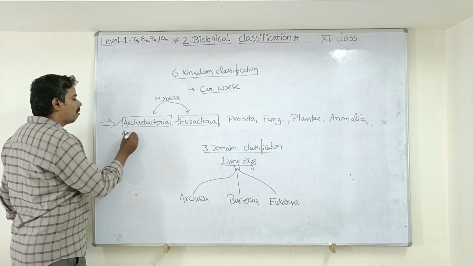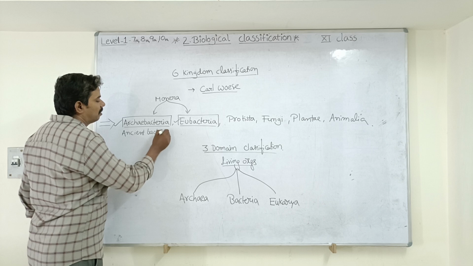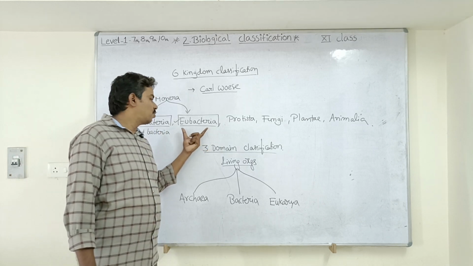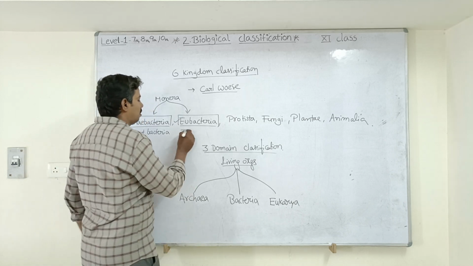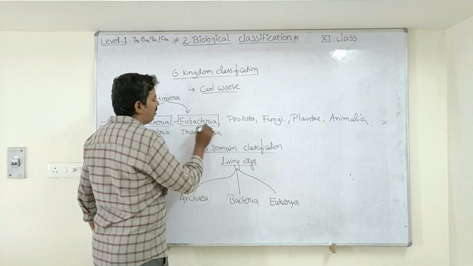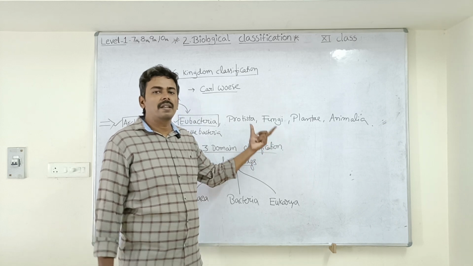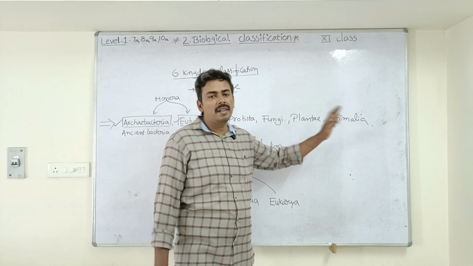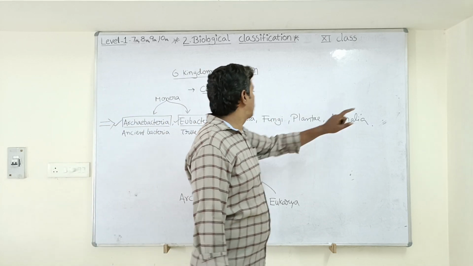What are these two kingdoms? Archaebacteria included all the ancient bacteria, whereas the modern bacteria, the true bacteria, were included in the kingdom called Eubacteria. Next, the remaining kingdoms were as they are. There were no changes: Protista, Fungi, Plantae, Animalia. Total how many kingdoms? 1, 2, 3, 4, 5, 6.